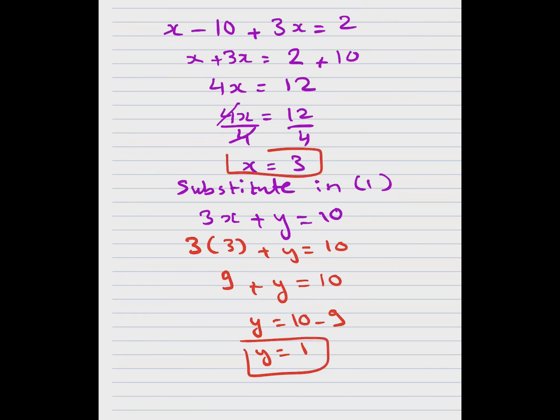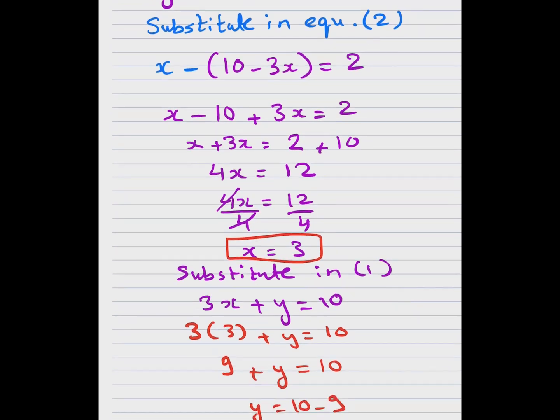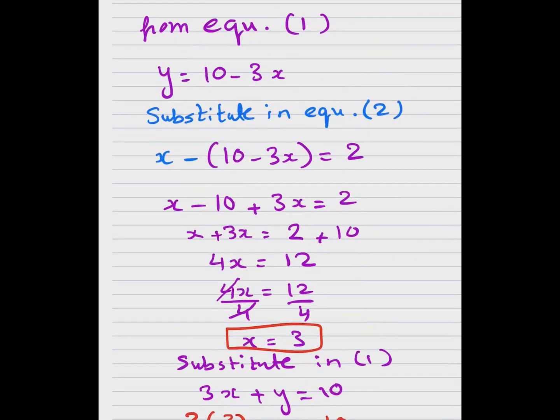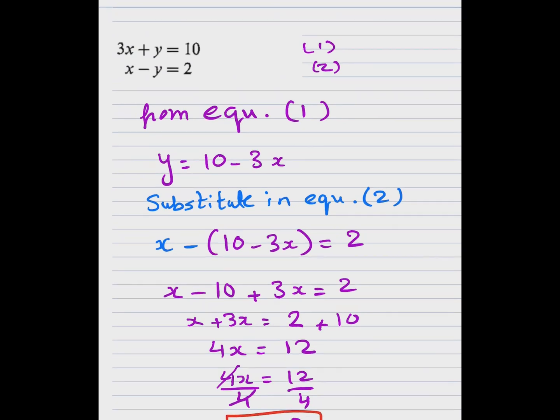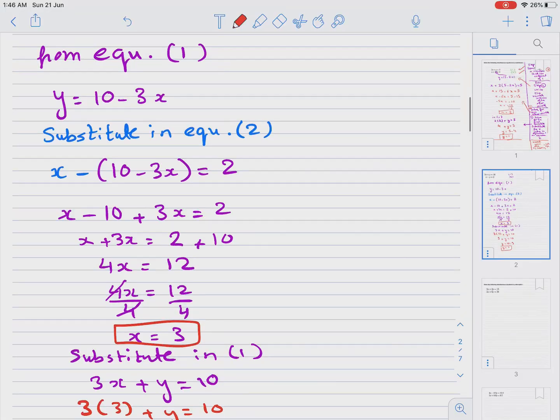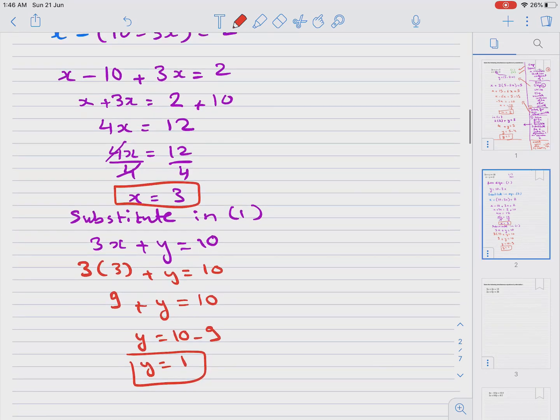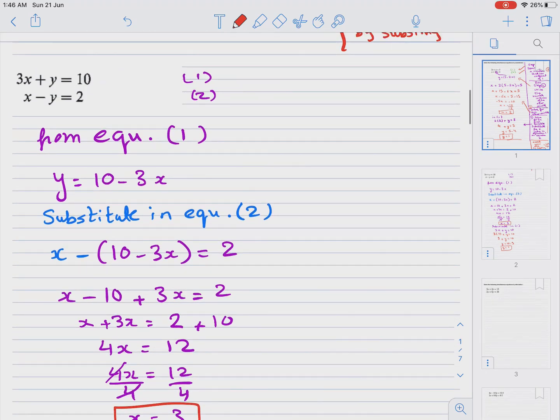So now I finished. I found the x and I found the y. What do I need to do in the last step? I need to check whether these answers are really satisfying both equations or not. So I will take now the x, which is equal to 3, and the y, which is equal to 1, and I substitute in the first equation and check.